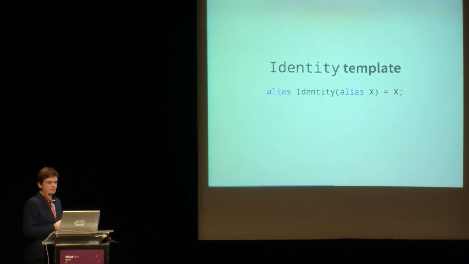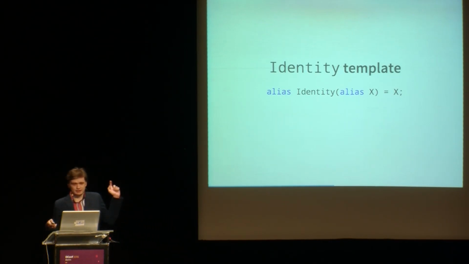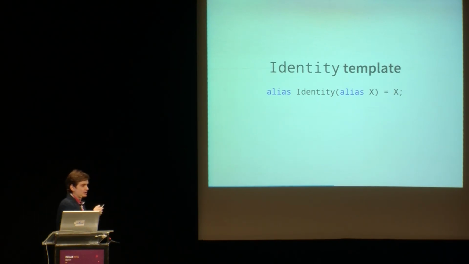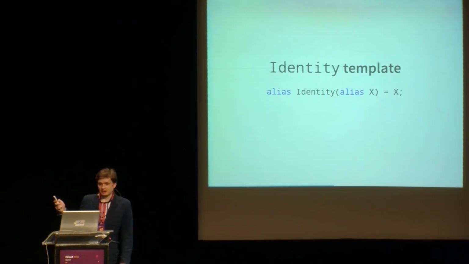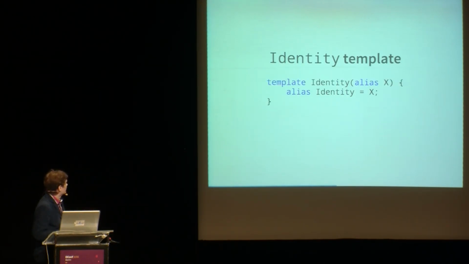So I wrote a blog post about this a while ago, so I'm just going to reiterate a few points here. You can declare an identity template that just takes an alias parameter and aliases this to itself. It's actually available in std.traits, though it's not documented. This is just the short form, which might be confusing. This is the long form: template identity, which takes an alias parameter and aliases itself to the parameter.